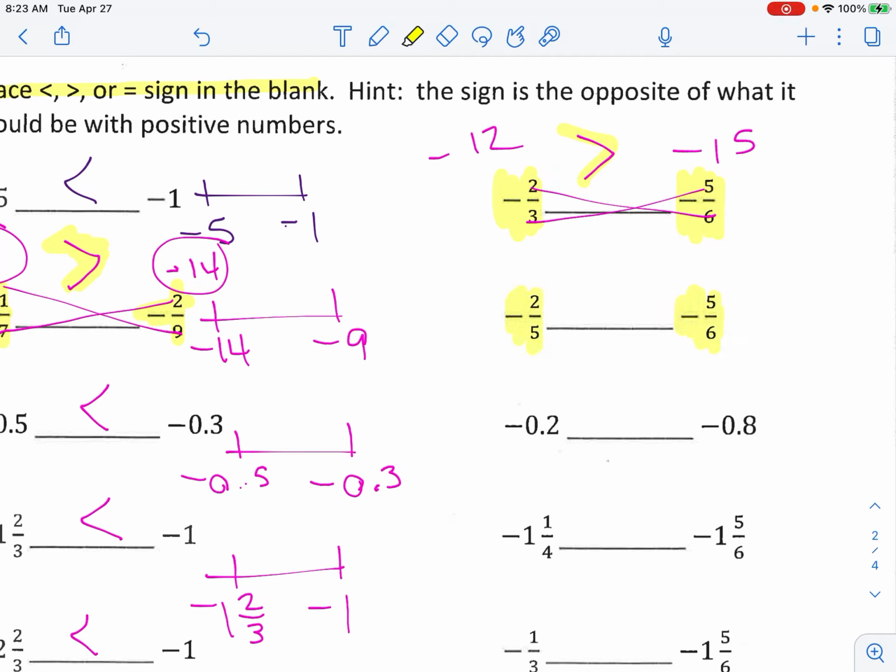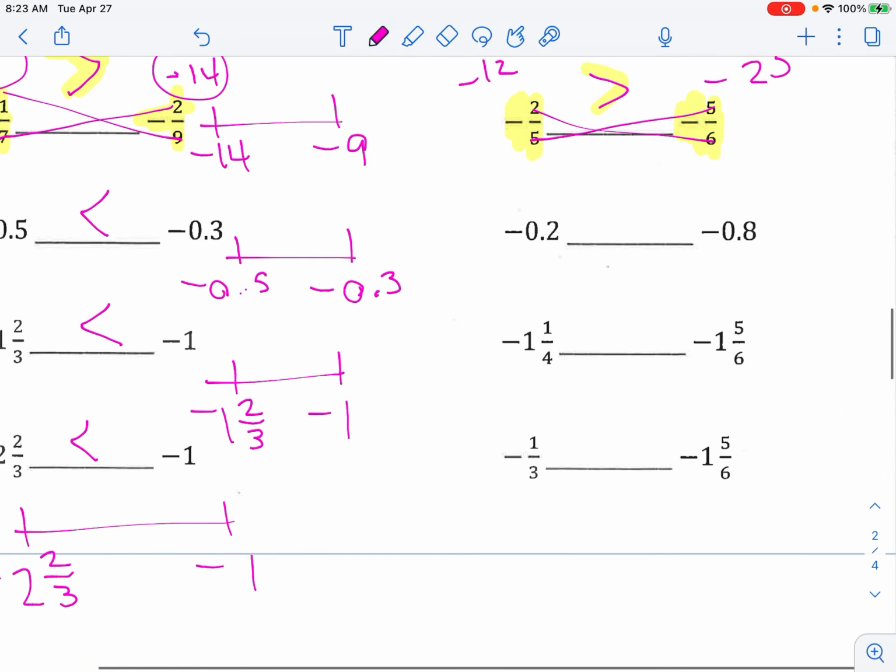Negative 2/5, negative 5/6. Again, they're both negative fractions with different denominators. Cross products. That would be negative 25 and negative 12. Negative 12 is greater than negative 25. Negative 2/10 compared to negative 8/10. So on a number line, negative 0.2 would be down here, and negative 0.8 would be to the left.